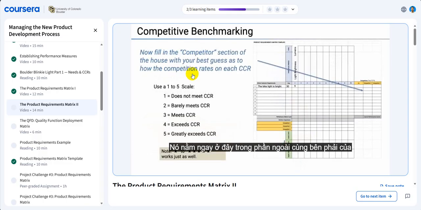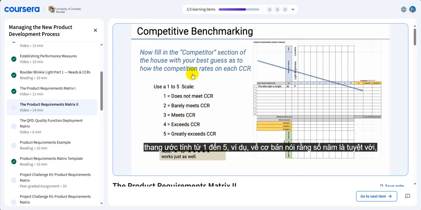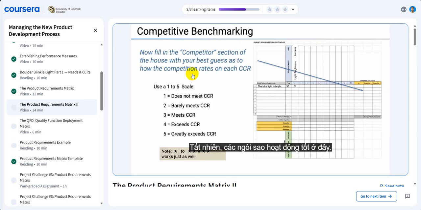It goes right over here in the far right-hand section of our product requirements matrix. This is all about competitive benchmarking. We're going to start filling in the competitor section of the house with your best guess as to how the competition rates on each CCR. Now, we don't have to get too quantitative here, but we can just use an estimated scale from 1 to 5, for instance, that basically says a 5 is great. They greatly exceed the CCR, whereas a 1 means it doesn't meet the CCR at all, and then everything in the middle. Of course, stars work just as well here. We're just trying to get a sense of whether the competitive product meets the CCRs that we're interested in. And once again, you would get that information by looking at customer reviews or perhaps some technical spec sheets.